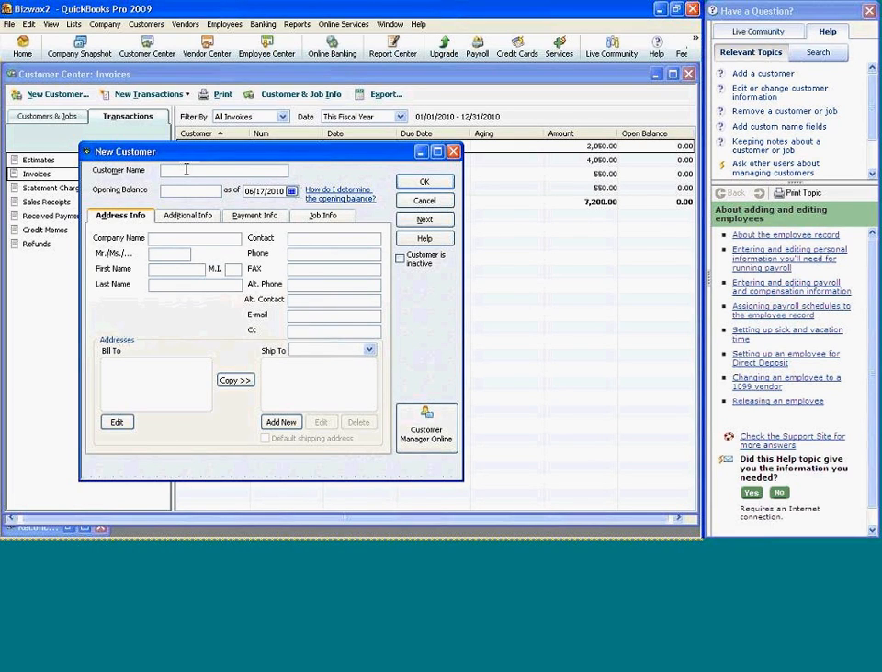We'll say the customer name is Dr. Hoffman. Opening balance 0 at the beginning of the year. Didn't owe us any money. This happens to be the name of a friend of mine, Dr. Anthony Hoffman.